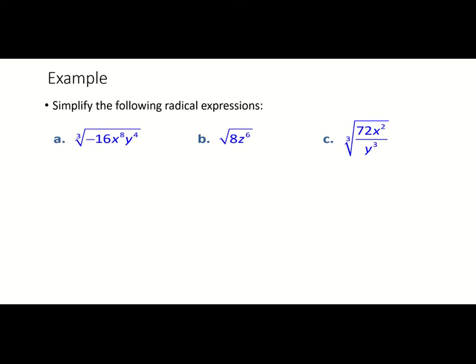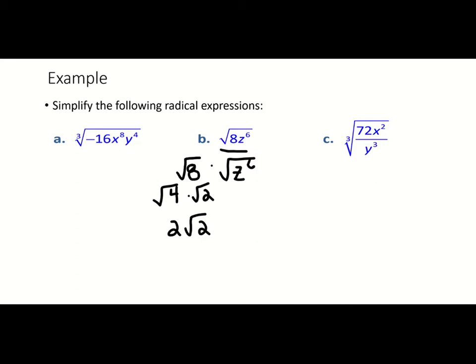All right, next we are going to look at the square root of 8x, or 8z to the 6th power, and we are going to solve it. Here, remember, I'm going to break it down. I'm going to do the square root of 8 times the square root of z to the 6th power. And the square root of 8, I know I can break it down to the square root of 4 times the square root of 2. And the square root of 4 is a perfect square, so that becomes 2 square root 2.